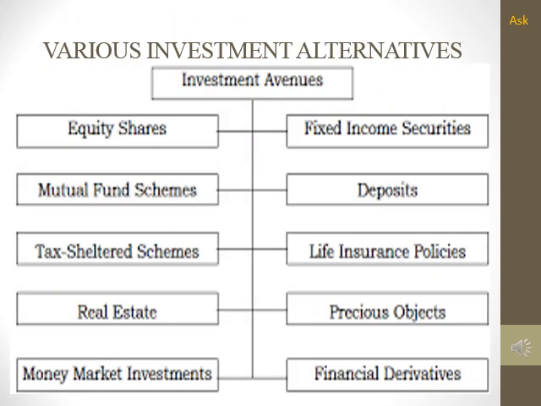So now let's see what are the various investment alternatives available for a common man to make an investment. You have so many options, starting from equity shares, then you can invest in fixed income securities. You have mutual fund schemes. You have various deposits like post office deposits, company fixed deposits, provident fund scheme, national savings scheme. You have options to deposit in life insurance policies. Maybe precious objects like gold, silver, platinum. Financial derivatives, all are the various alternatives available for making an investment. How you are going to manage your investment in these various alternatives is what you are going to cover in this particular subject of investment management.